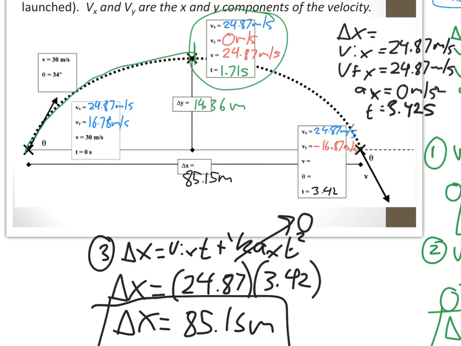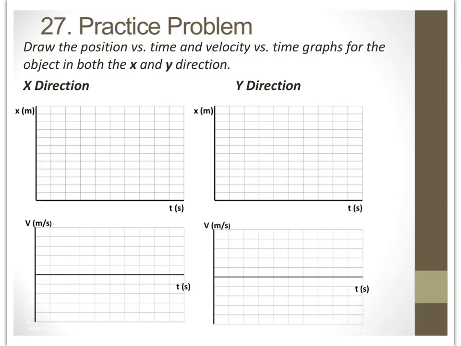It was 3.42 seconds. I still need to find the magnitude of my final velocity and the angle. However, if I look carefully, these components and these components are identical, which means that my overall velocity when I land, that magnitude, is going to be 30 meters per second. And the angle is going to be 34 degrees. The only thing that changed here is our y velocity flipped from being up to being down. So our hypotenuse, that magnitude, stays the same, but our angle is now 34 degrees below instead of 34 degrees above the horizontal.